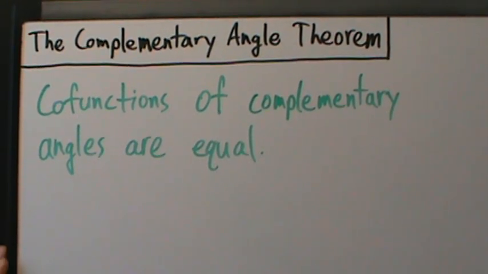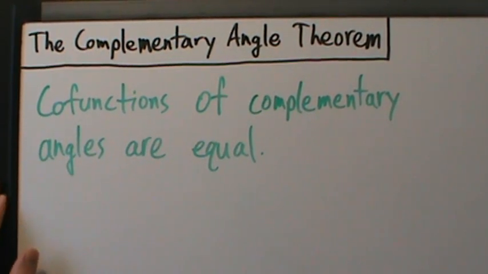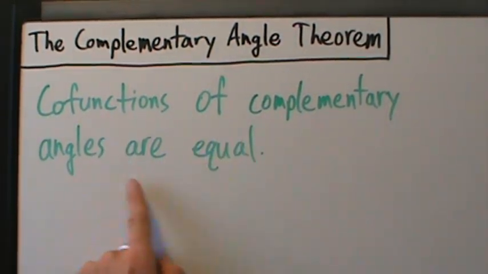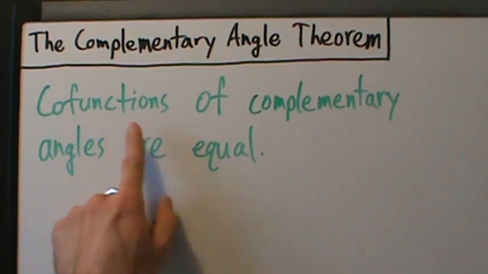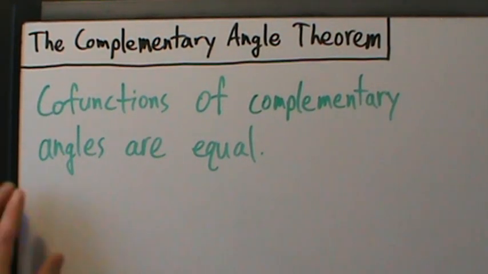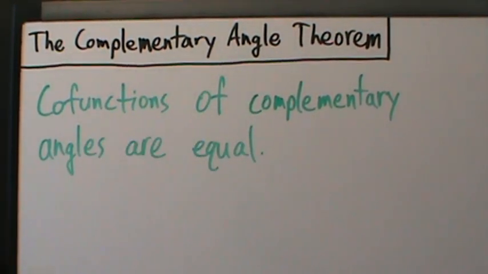Okay, before we start doing examples with calculating trig functions and things like that, we have to talk about what's called the complementary angle theorem. This just says that co-functions of complementary angles are equal. Okay, so what's a co-function? We haven't really talked about that before. So we'll talk about what a co-function is, then we'll talk about this theorem.